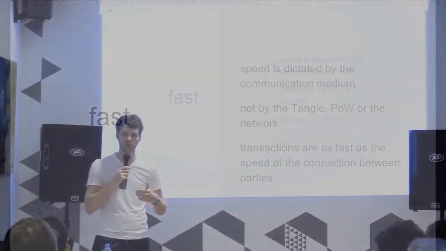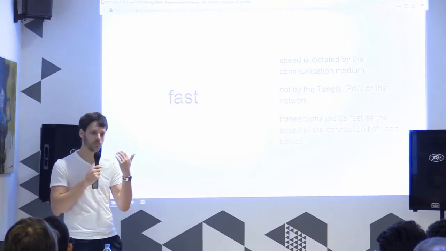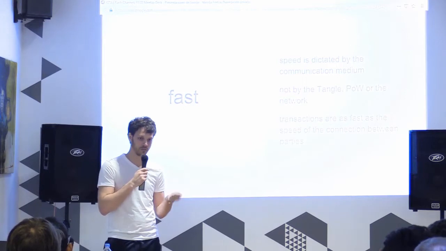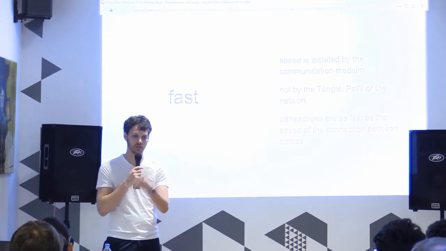So transactions are as fast as the connection between the parties. So if two machines are connected via Wi-Fi, then the speed between those two machines is going to dictate the transaction speed. You don't need to wait for the Tangle to confirm the transactions. You don't need to wait for other transactions from the network to confirm yours. You just need to wait for the first transaction to be confirmed by other transactions on the Tangle.